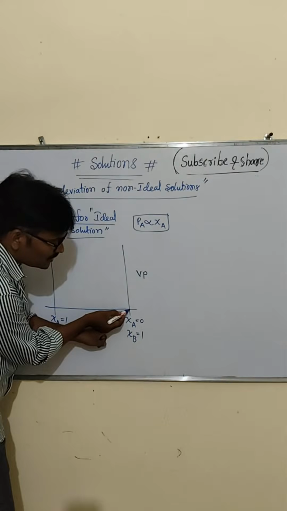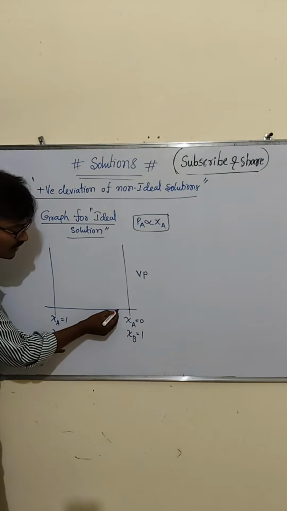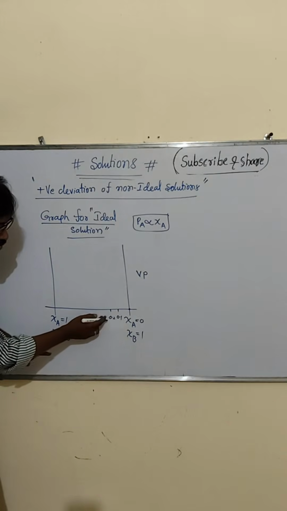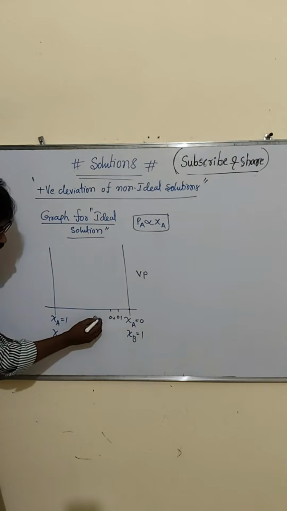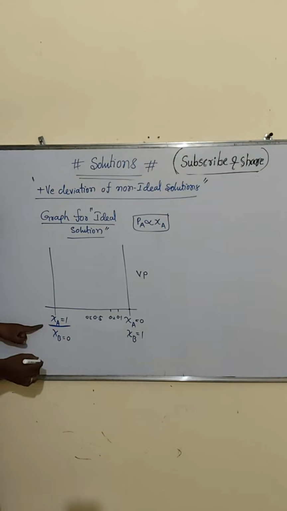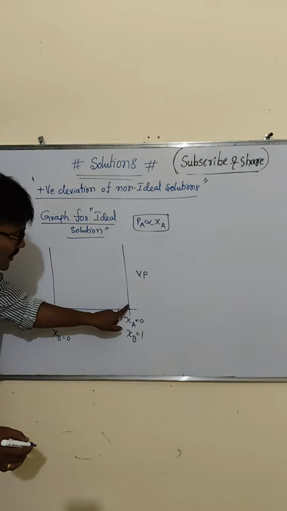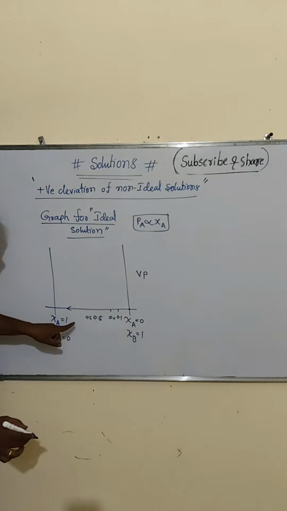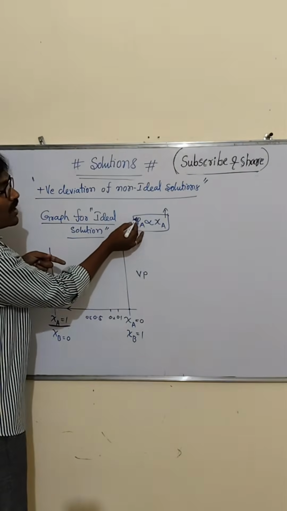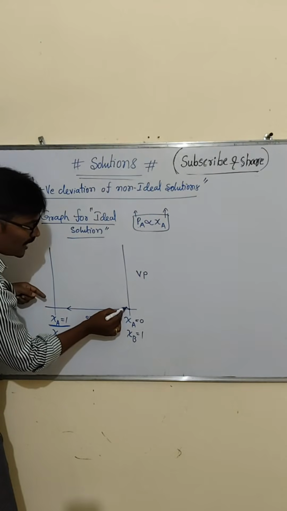So at this point, the mole fraction of A component is 0. Then while going like this, 0.1, 0.2, 0.3, 0.4, 0.5, 0.6, up to 1. So in this direction, the mole fraction of A increases, and as the mole fraction of A increases, the partial pressure also increases, right? According to Raoult's law, you can get a straight line through the origin.